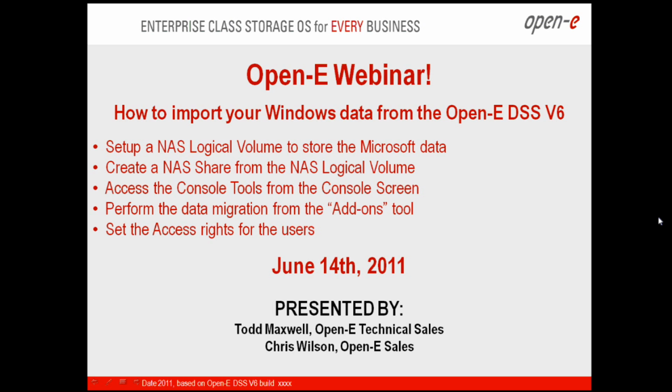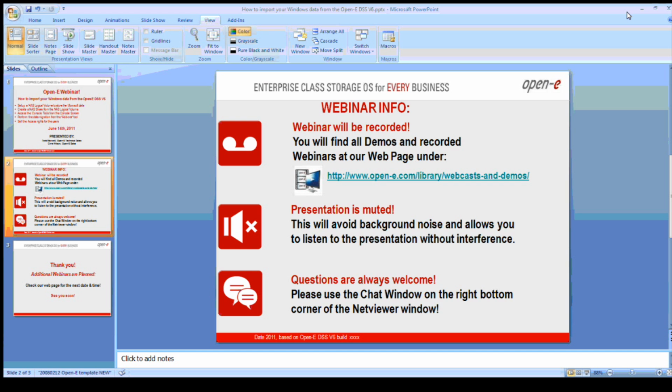One of the subjects that we need to start off with is how to set up the NAS Logical Volume to store the Microsoft data. And then after that, what we're going to do is create a NAS Share from the NAS Logical Volume, and then of course access the console's tools from the console screen. And then once we get that done, we'll roll into performing the data migration by using the add-on tools from the console screen. And of course, we're going to show you some of the things that you might run into with setting the access rights for the users.